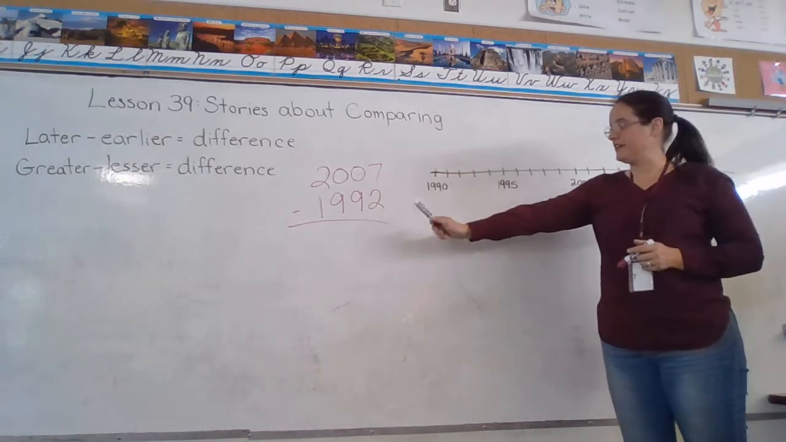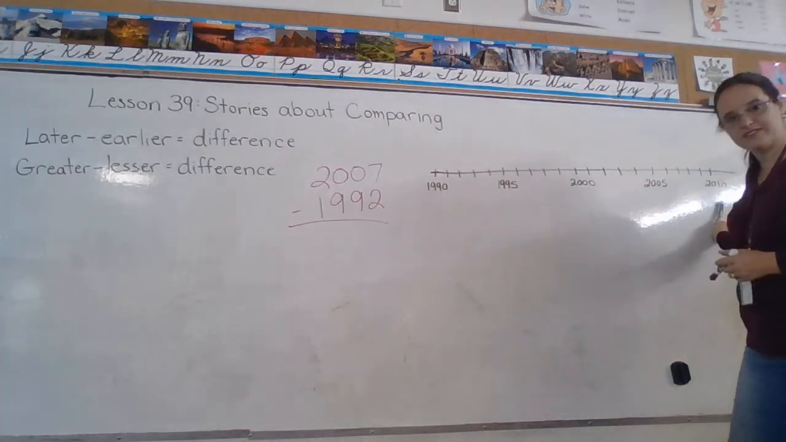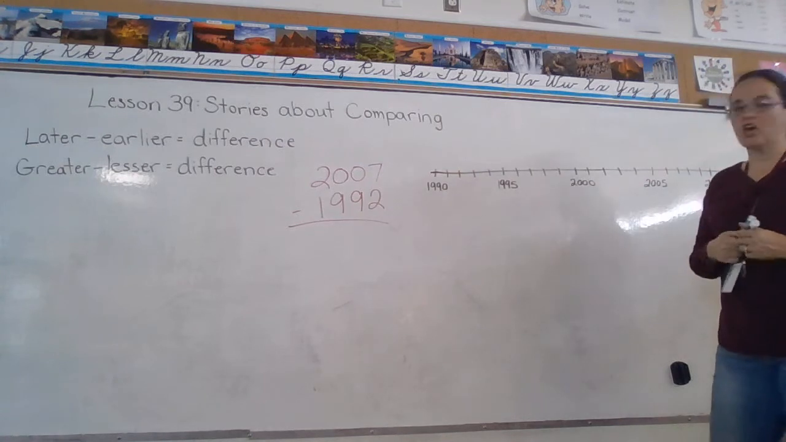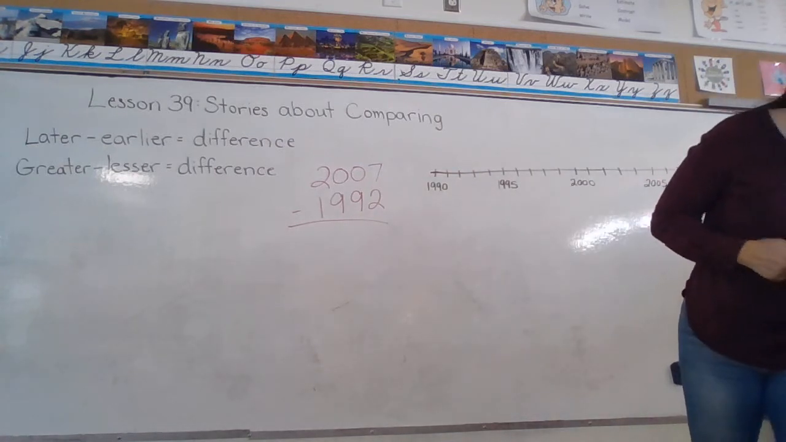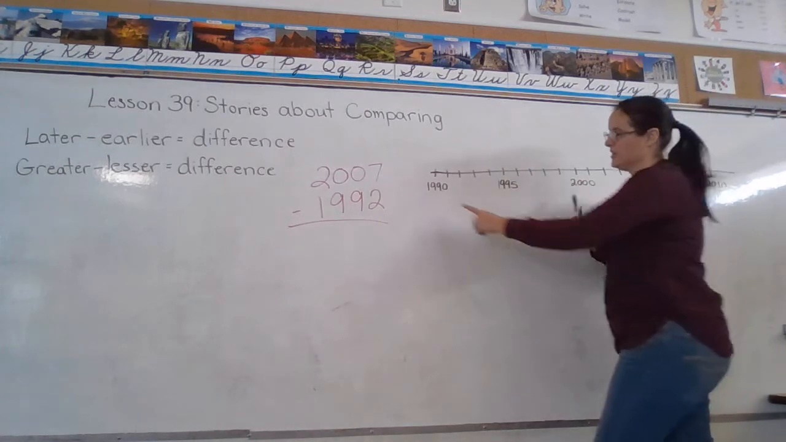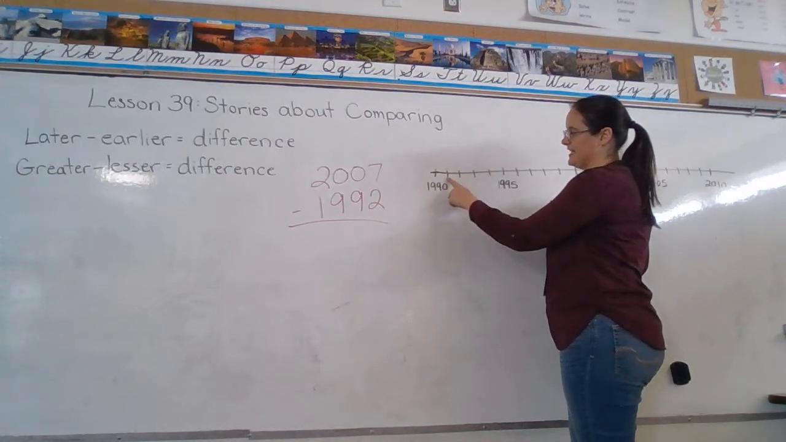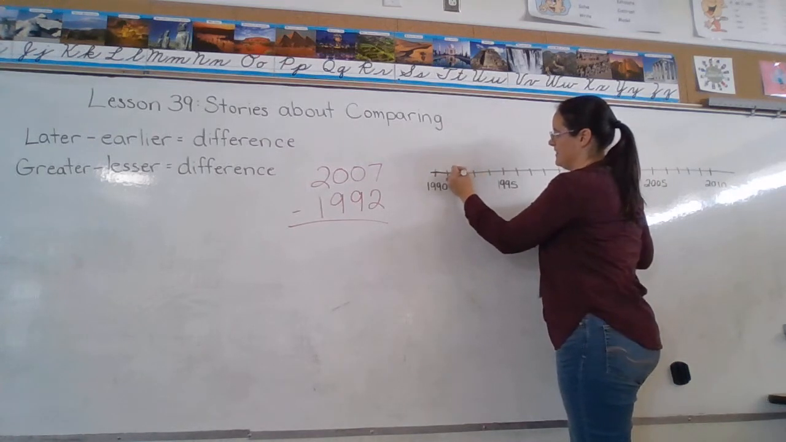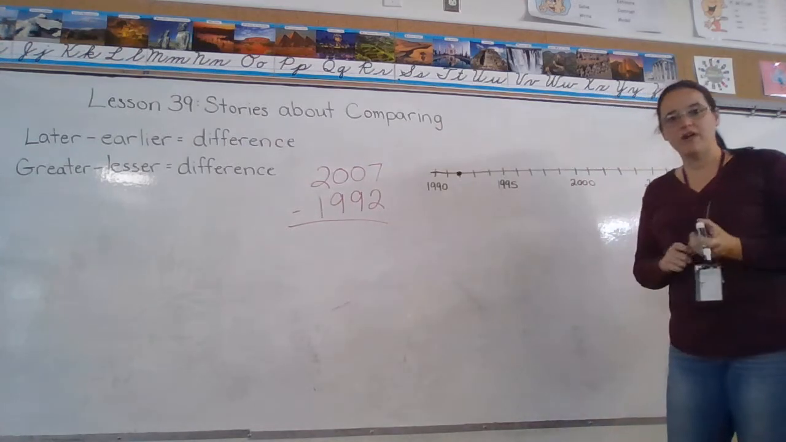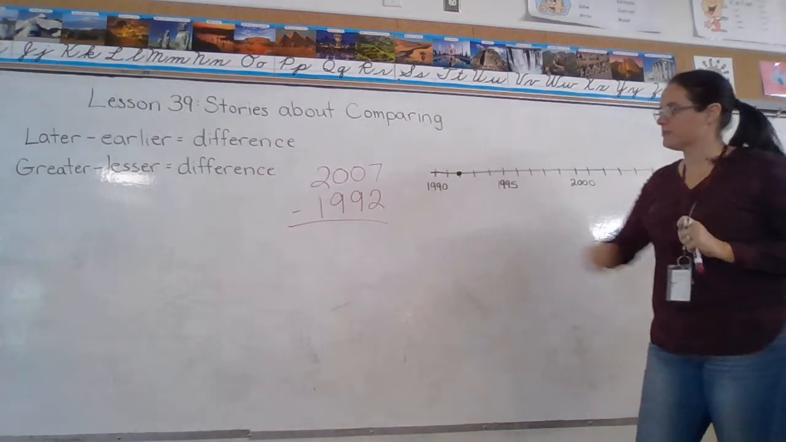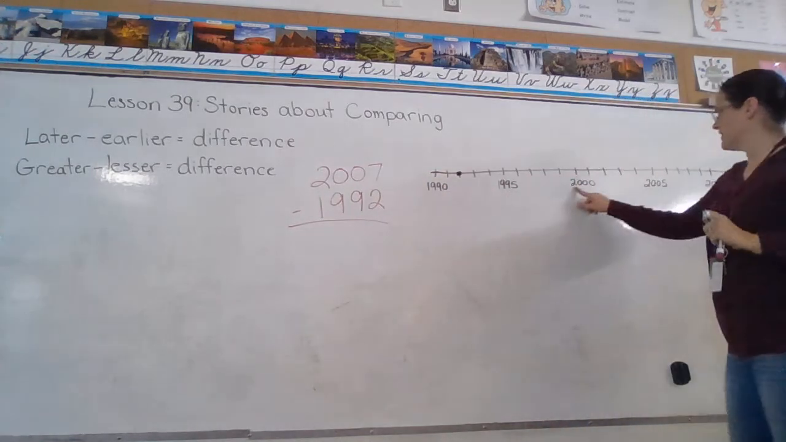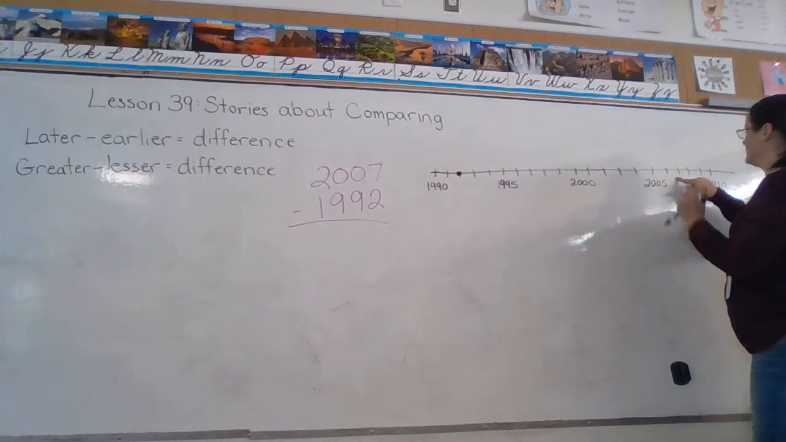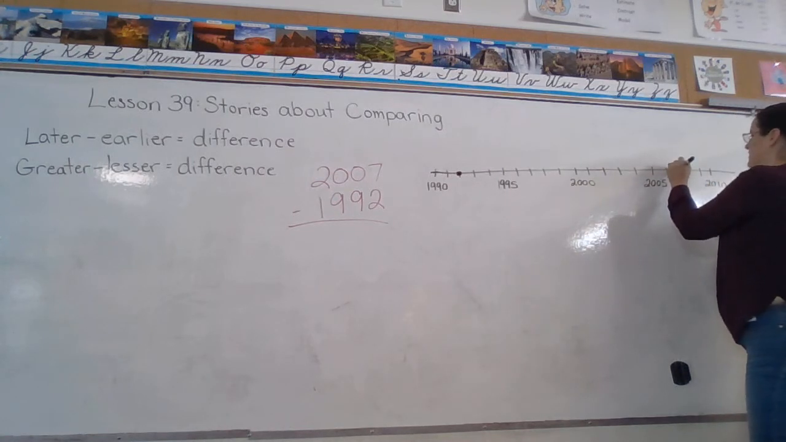So I have a timeline here. It goes from 1990 to 2010, and I marked it so that it's counting by fives. So, Gloria was born in 1992. So here's 1990, 1991, 1992. We'll put a point right here. That's Gloria's birth. And they want to know, how old did she turn on her birthday in 2007? So that's going to be, here's 2005, so 2006, 2007. We'll put a point there as well.